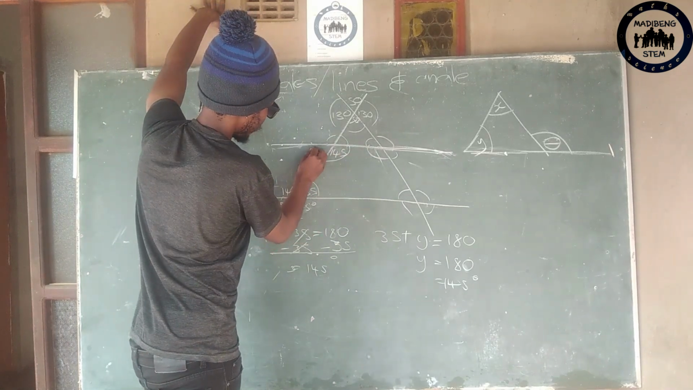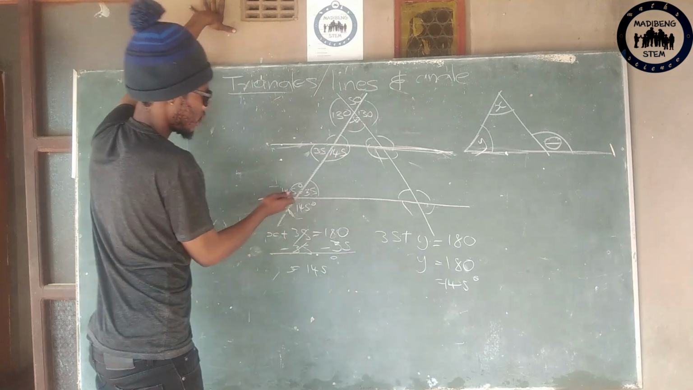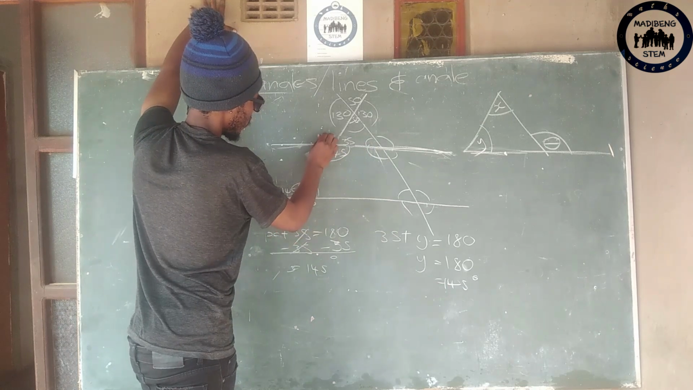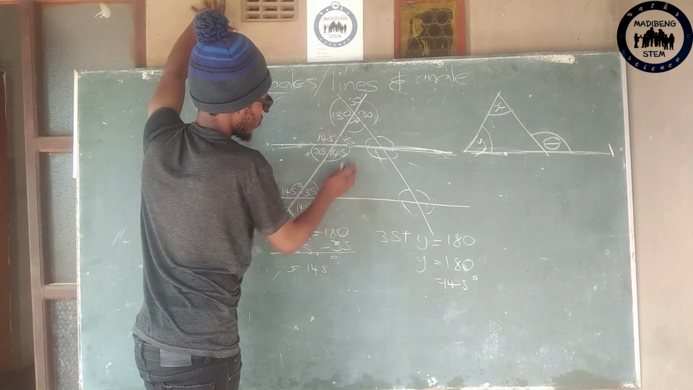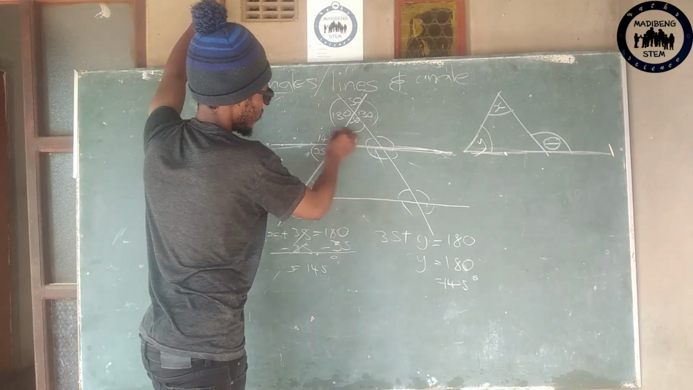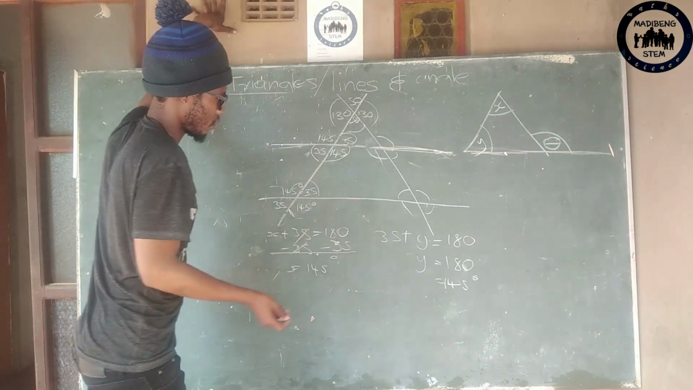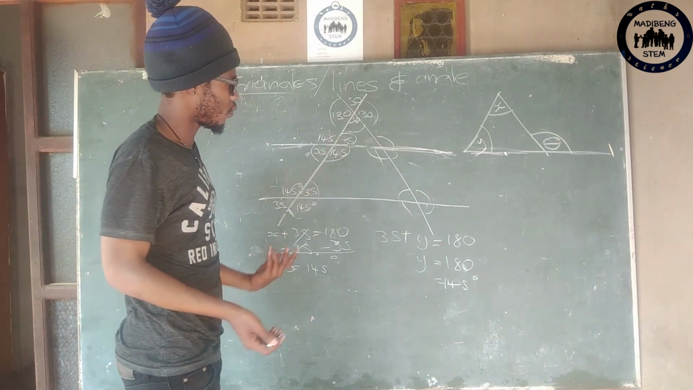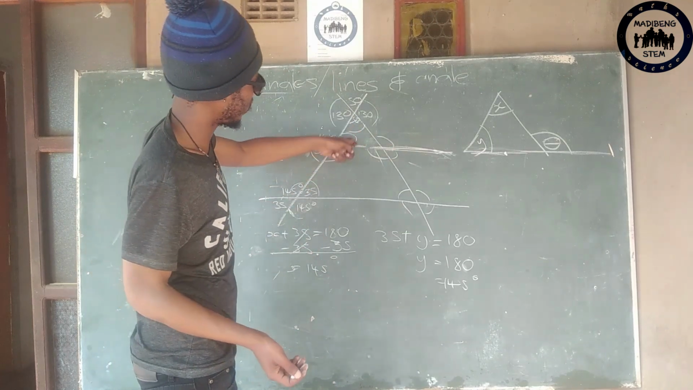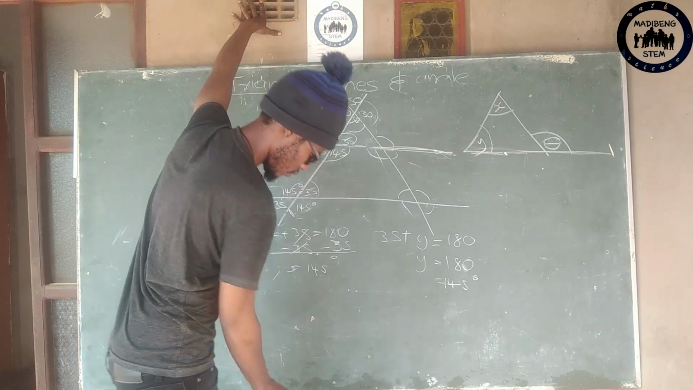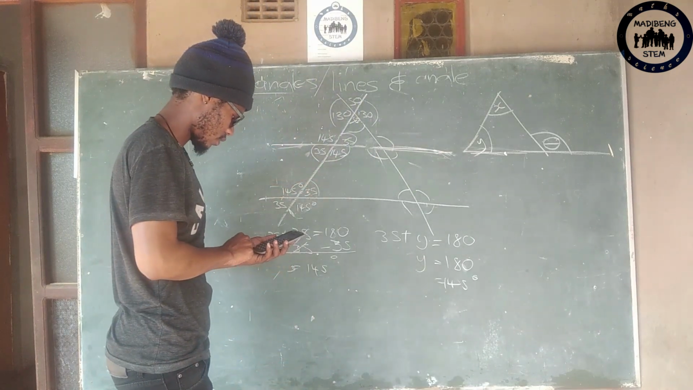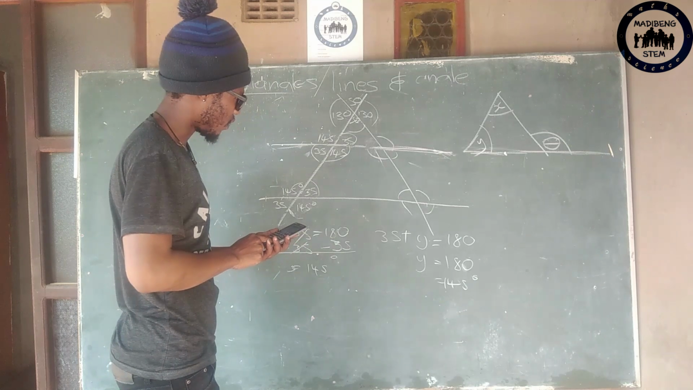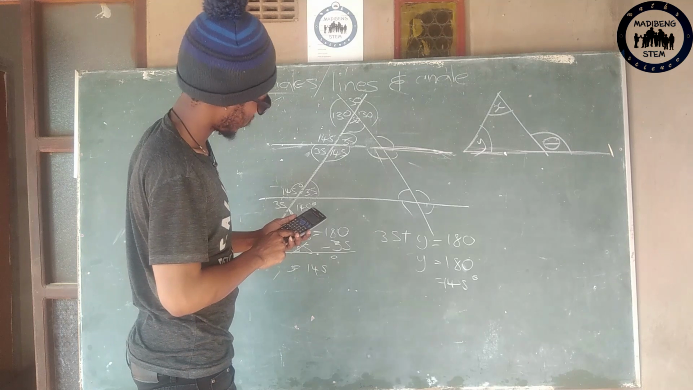This is 35. It's like this. This is the vertical opposite angle, 35. This is also 145. So we have 35 and 50. What is this angle? The sum of the angles in a triangle is 180. So 180 minus 50 plus 35. What is 50 plus 35? It's 85.